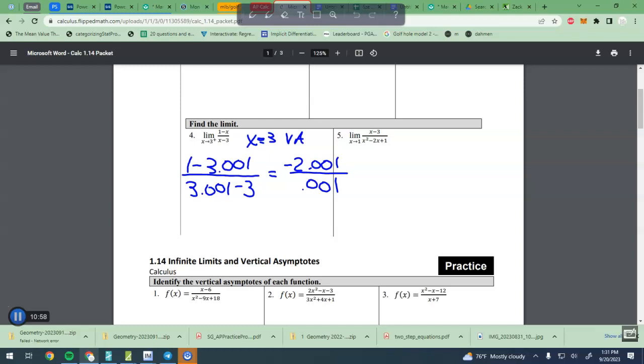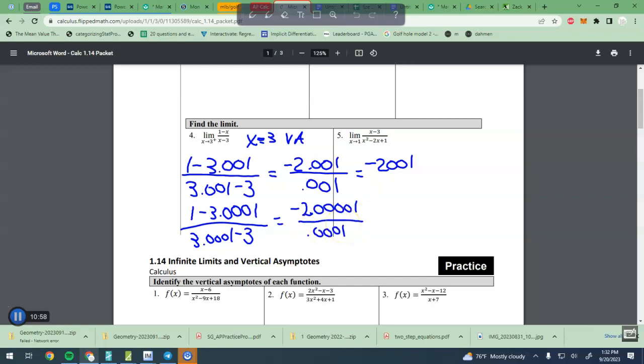So this would be negative 2001, if I work that out. I don't really care about that specific number, I care about what kind of pattern I'm going to see. If I made this 3.0001, I'm putting in an extra 0. So now it's negative 2.00001.